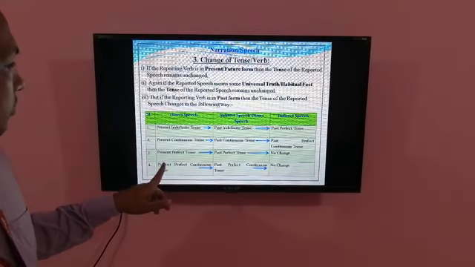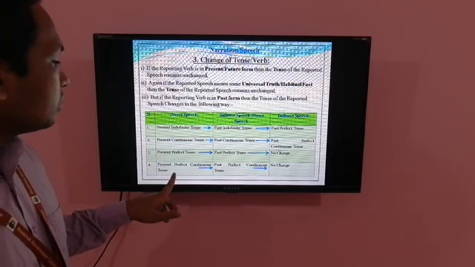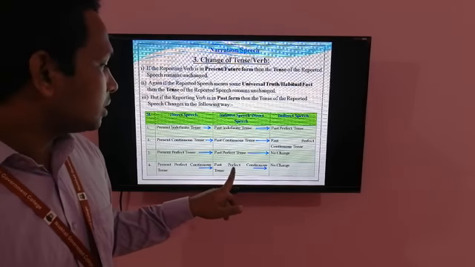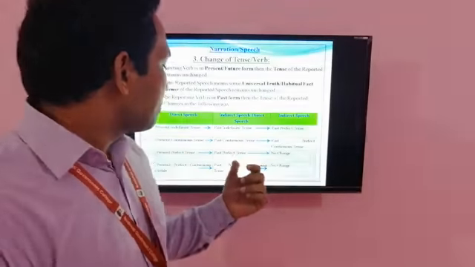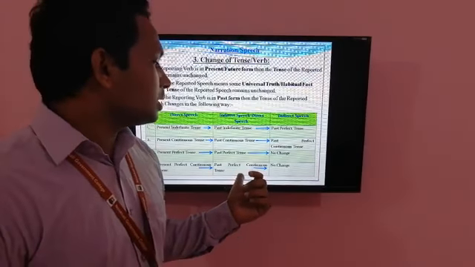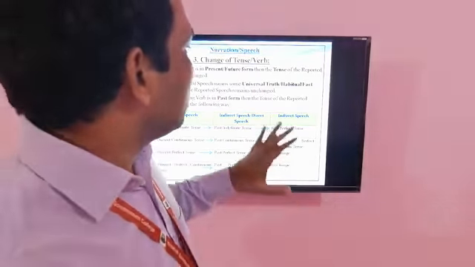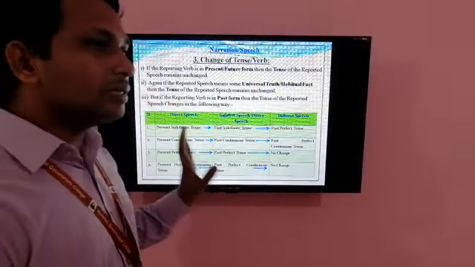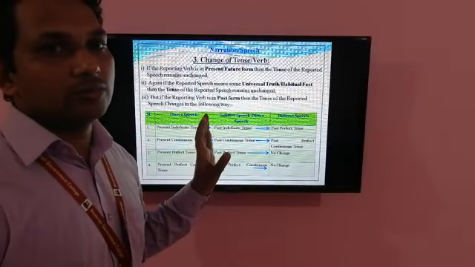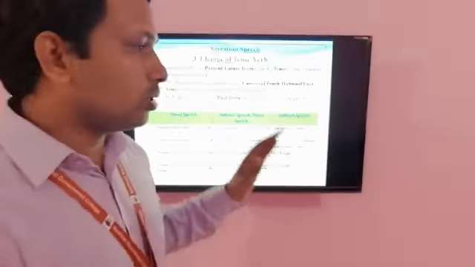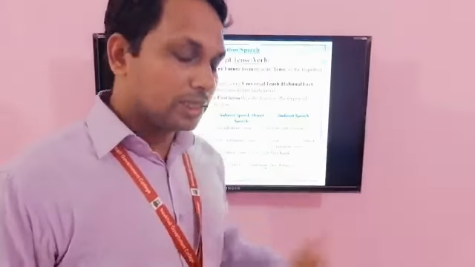Then, if the direct speech is in present perfect continuous tense, we have to change it to past perfect continuous tense. And if the reported speech is in past perfect continuous tense, again relax, you need not change. So this is a very clear idea of how you will change our tense. I hope you got all these things very well. And now I will move to the exercise.